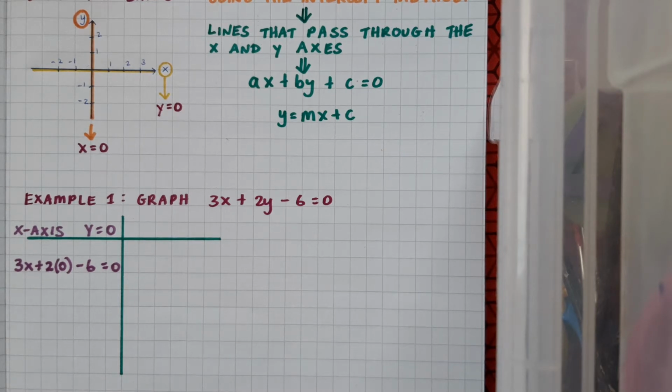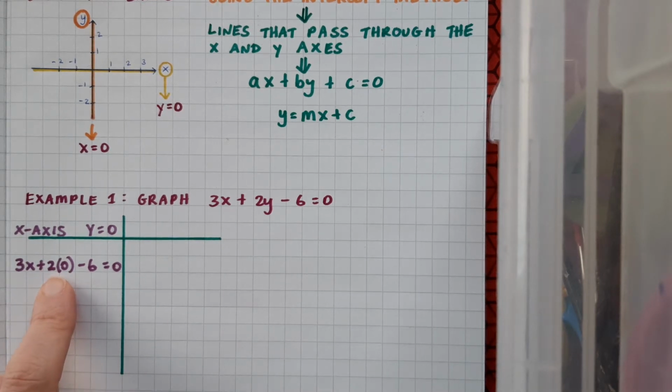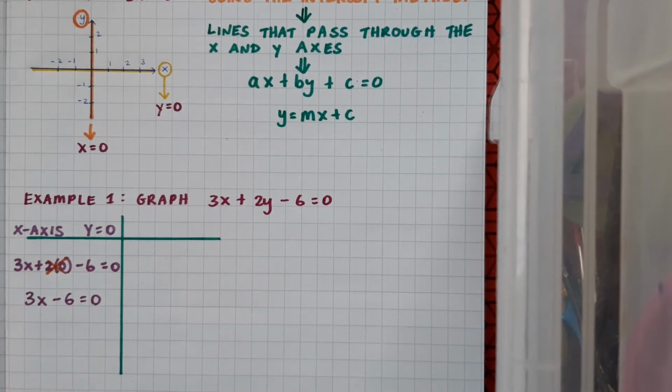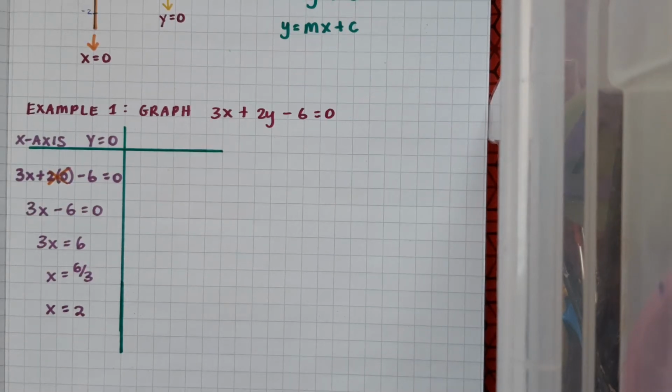I'm going to first of all just multiply out the brackets, but 2 by 0 is 0, so actually that's not worth anything. To speed up the process here, I can just cross that bit of my equation out. So now I'm just left with 3x minus 6 equals 0, and that's pretty easy to solve for x. I'll keep the x's on the left, the numbers on the right, which is 3x equals 6, and then I'll divide across by 3. So of course that's going to give me x equals 2.